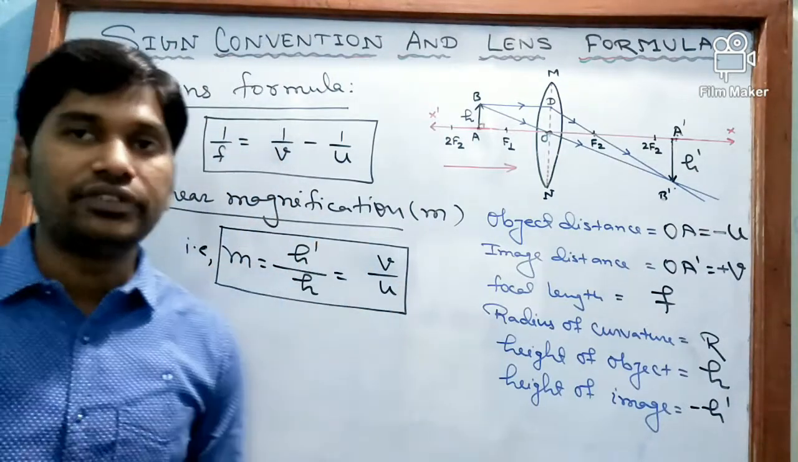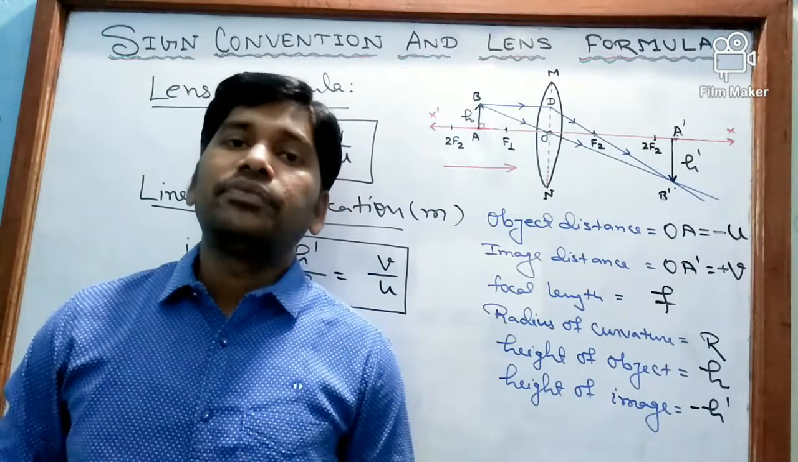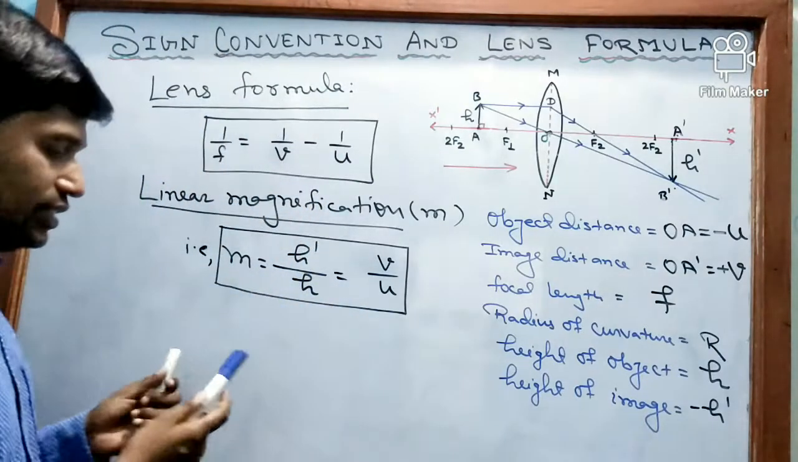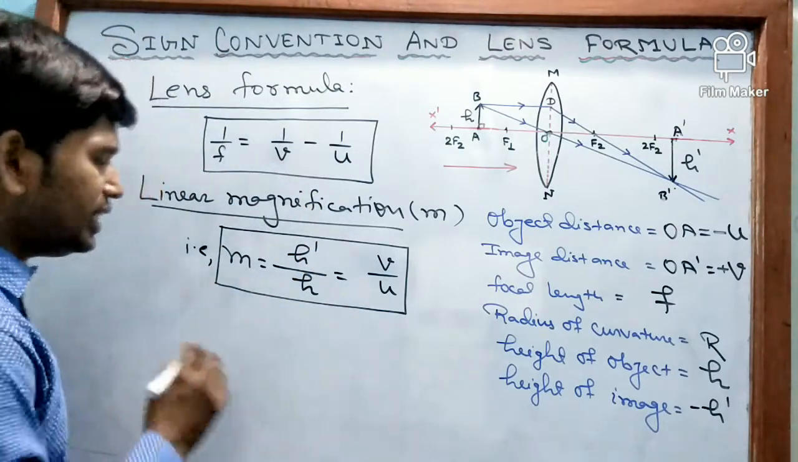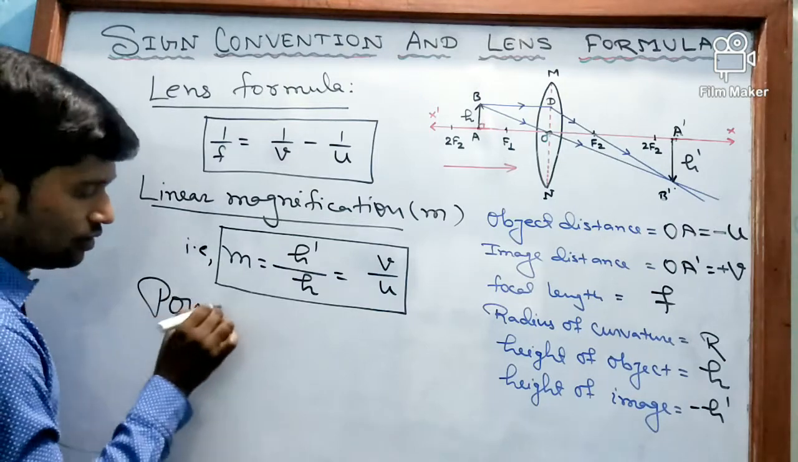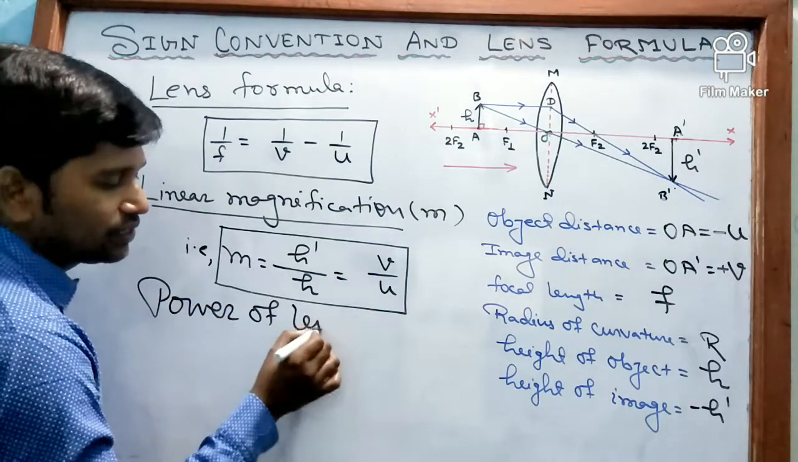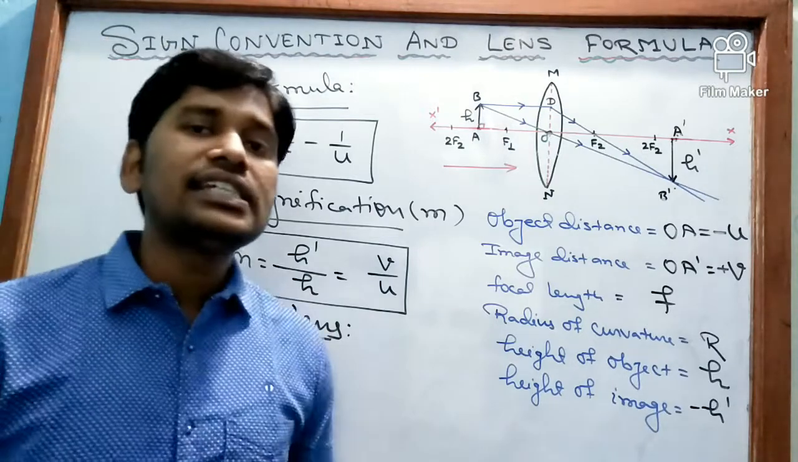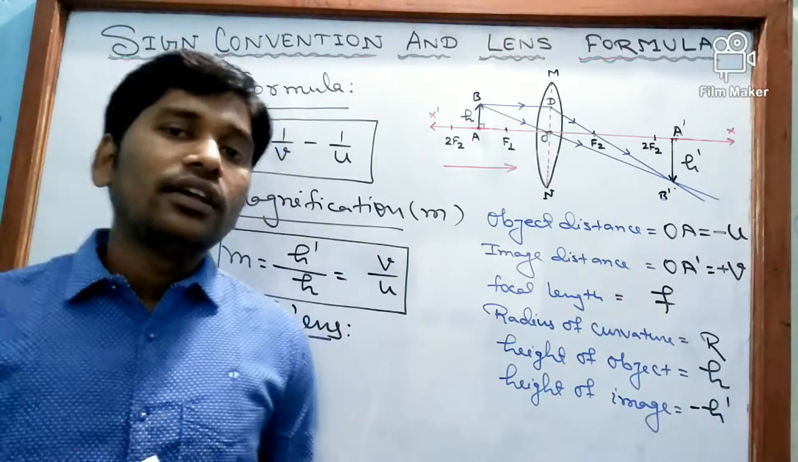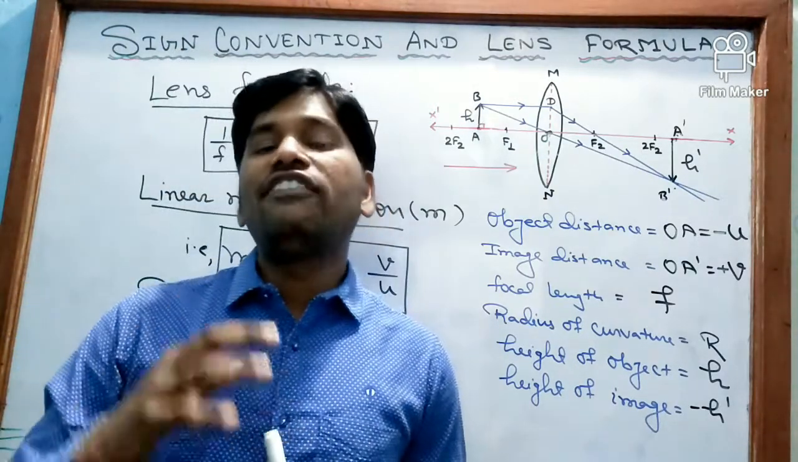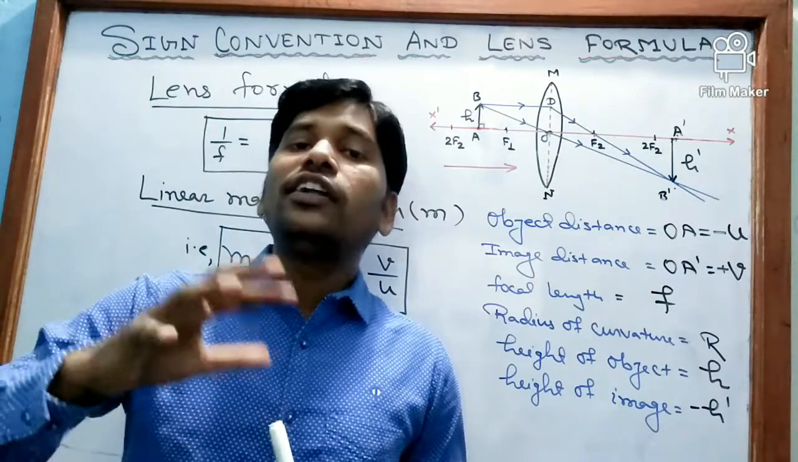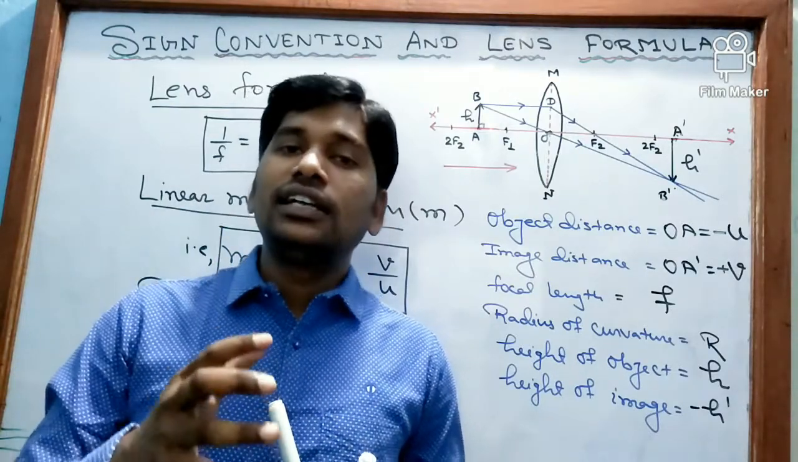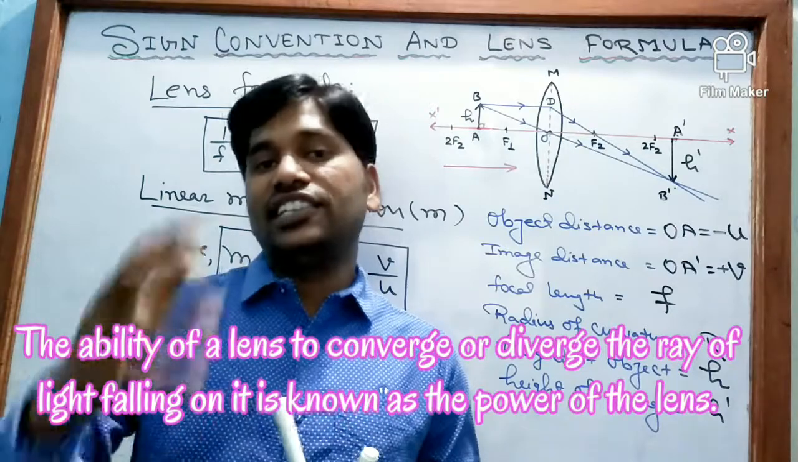linear magnification. Next term is power of lens. So what is the power of lens? Power of lens is the ability of a lens to converge or diverge the refracted ray.